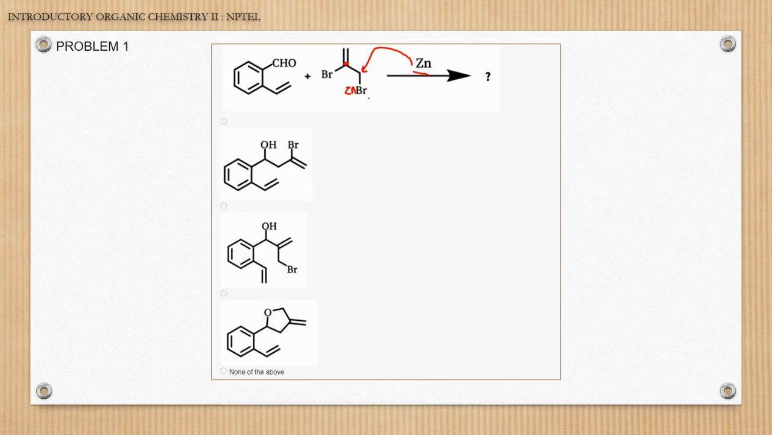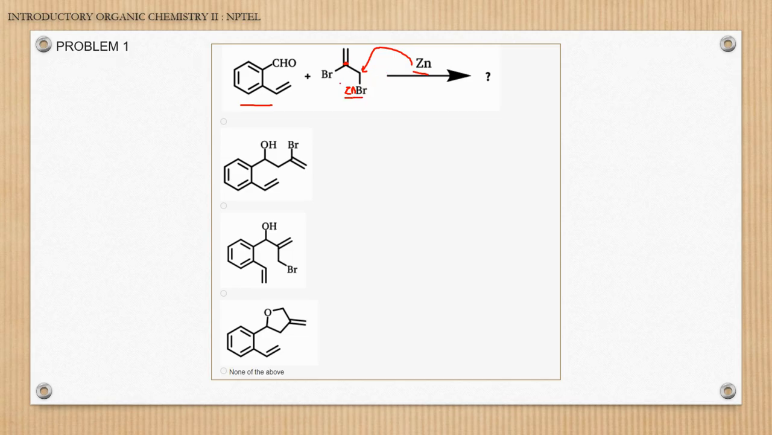Okay, so now if zinc is inserted into this bond, then you have a C-ZnBr species, right? So the first step is sorted: you get a C-Zn bond, right? It gets oxidatively inserted here, but now you have another substrate, right? So what will happen next? Can anyone tell me? Option 1 is the right answer. Okay. So what is happening next?